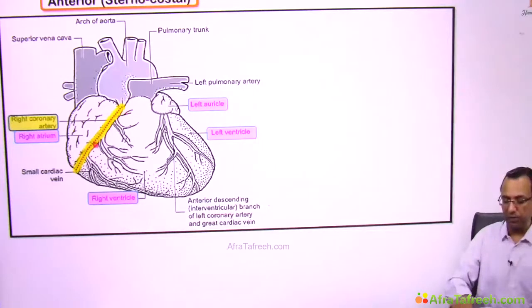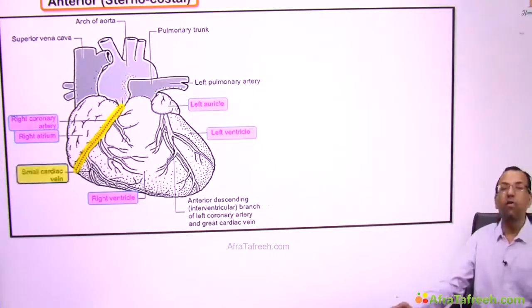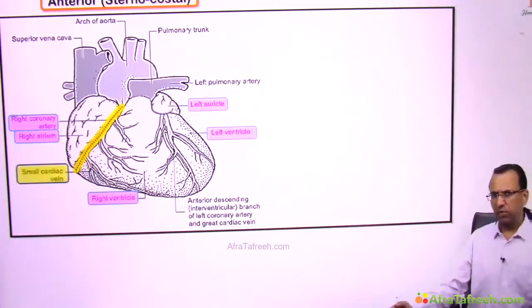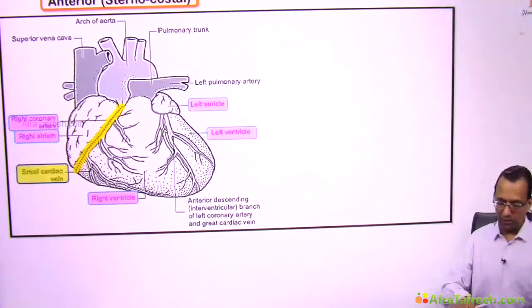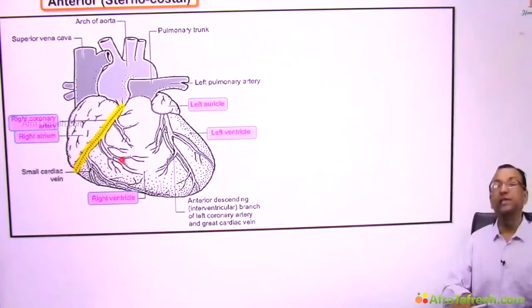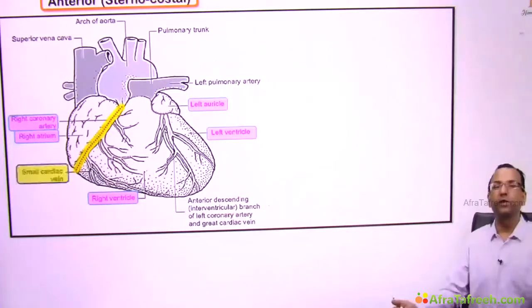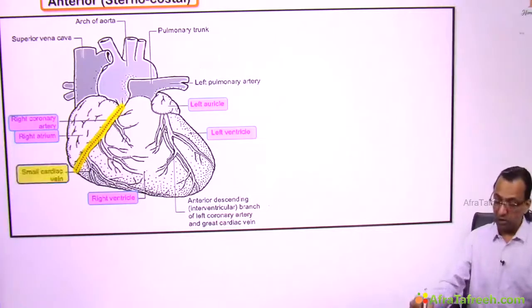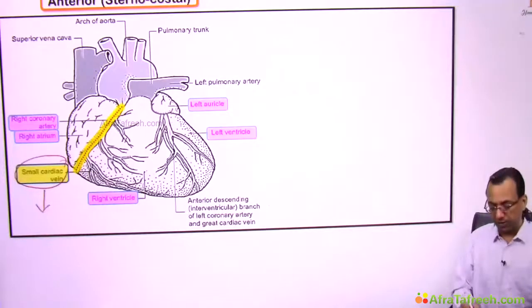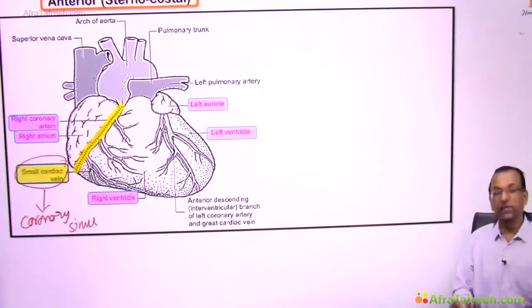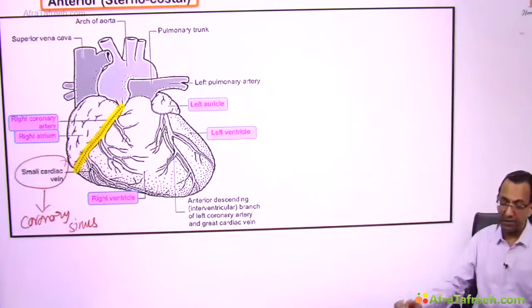Yes, and when it is running posteriorly, it is followed by the small cardiac vein. So the small cardiac vein follows the right coronary artery posterior to the heart. But why is the small cardiac vein going posterior to the heart? Because it has to drain into the coronary sinus posterior to the heart, which is in the coronary sulcus posteriorly. There it will drain.